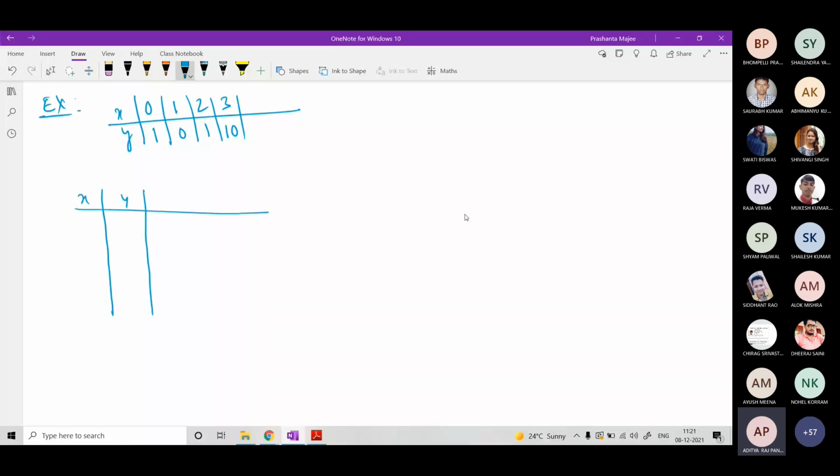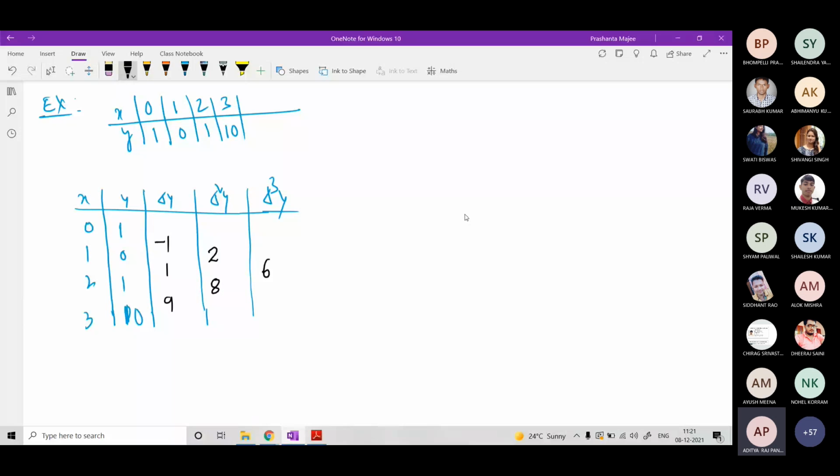X, Y, delta Y, del square Y, del cube Y. 4 data, so up to 3rd degree forward difference non-zero you may get. So X is 0, 1, 2, 3, Y is 1, 0, 1, 10. Quickly complete the table. Tell me the values at the dotted positions. Minus 1, 1, 9. Here in this position, 2, 8. Here it is 6.